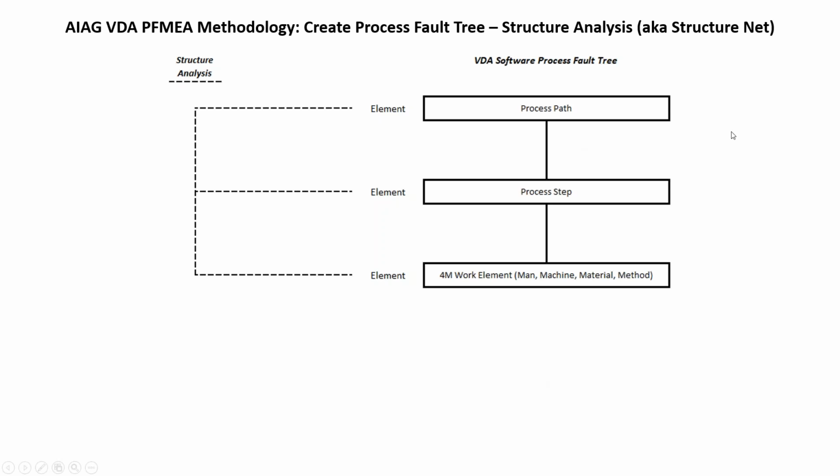The first level is the name of your process path. The second level is the name of each of your process steps. And the third level is the 4M work elements that can affect the performance of a process step, being man, machine, material, method. Some people believe there's 6, you can use 6, but the bottom line is these are the work elements that make up the process step.